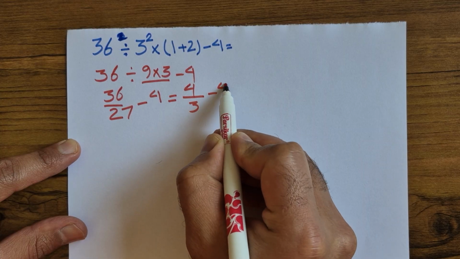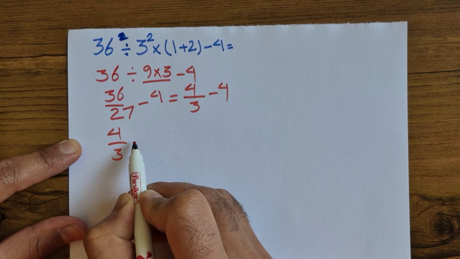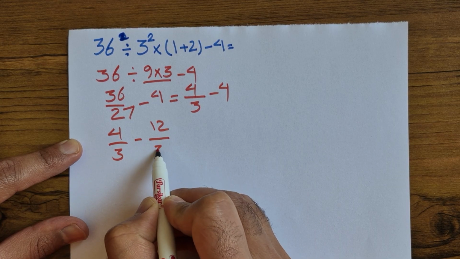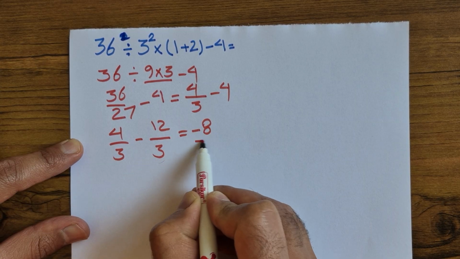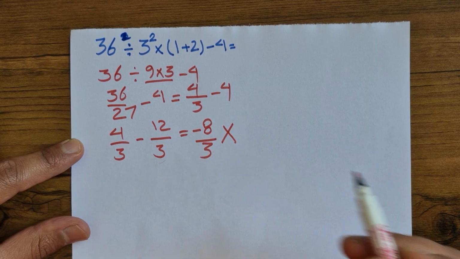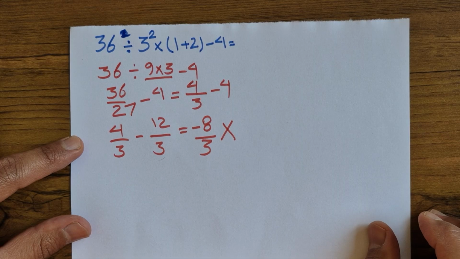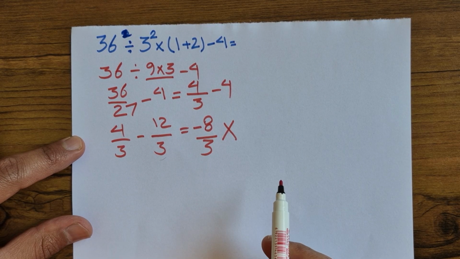So it is 4/3 minus 4 again. So 4/3, finding the common denominator, minus 12/3 gives us minus 8/3, right? No way. This is absolutely the wrong answer because you made a crucial mistake. So pause the video if you want to solve this.